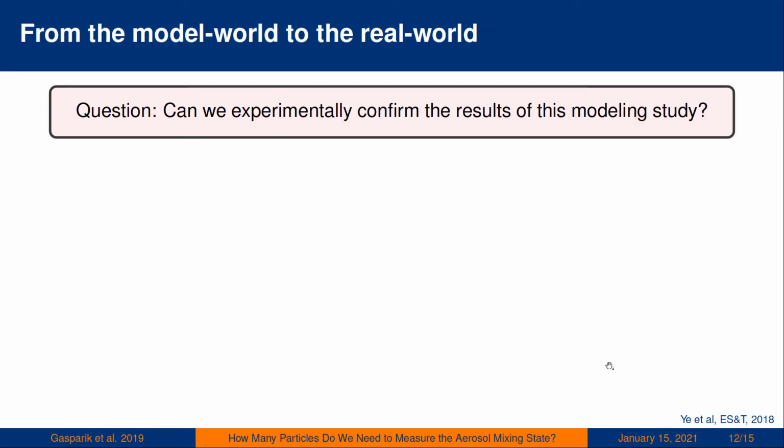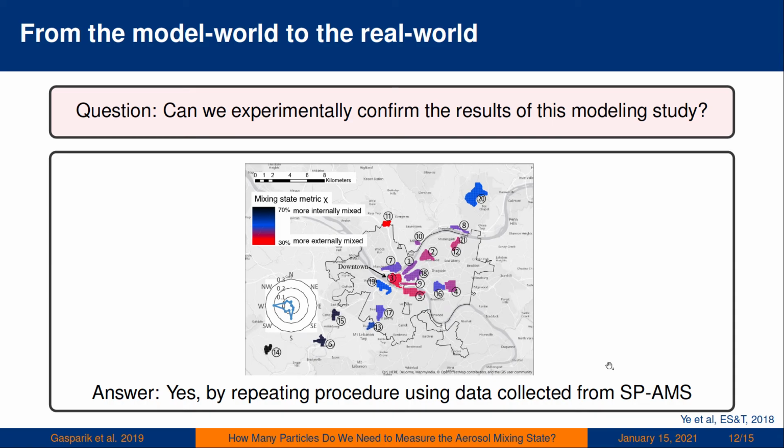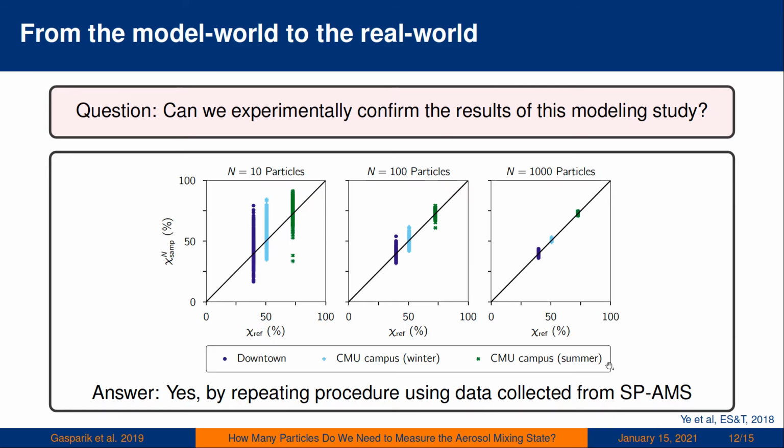So the question is, can we experimentally confirm these results using some actual measurements? And the answer is yes. So we took the Pittsburgh Metro data that I showed earlier as an example of spatially distributed mixing state. We did 10, 100, and 1,000 particles from their sampled particles, and then at different times of year that took measurements. And as we can see, we have good convergence. So 10 particles was really quite poor. And as we get to 100 particles, our answer is much better.